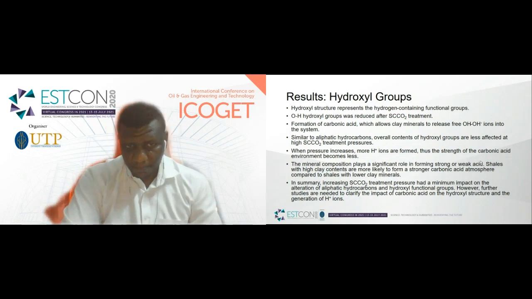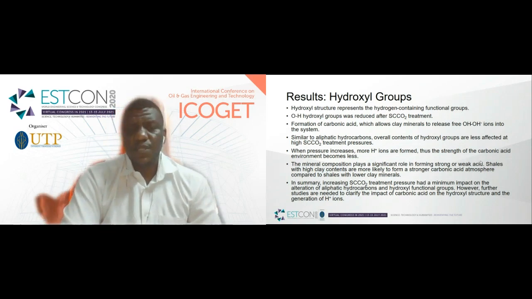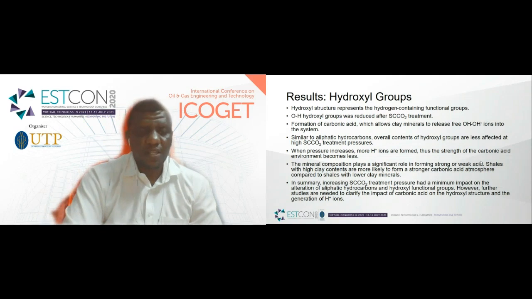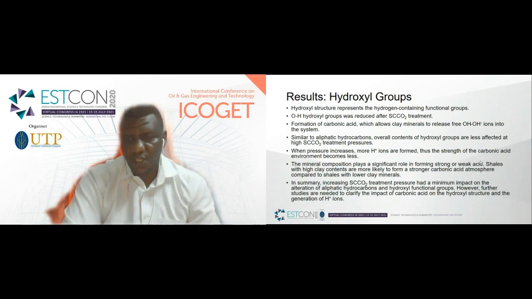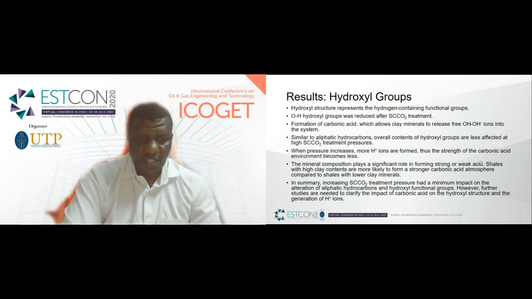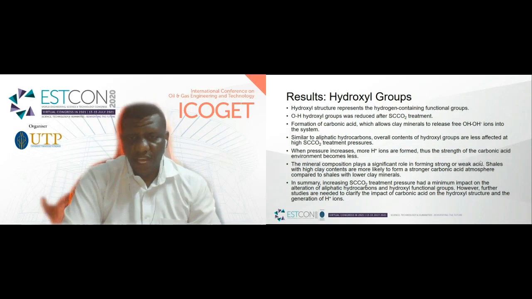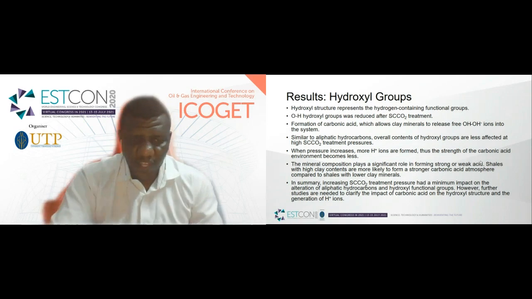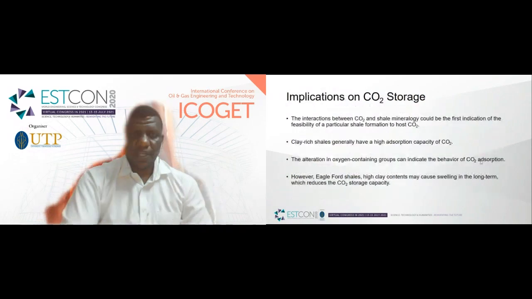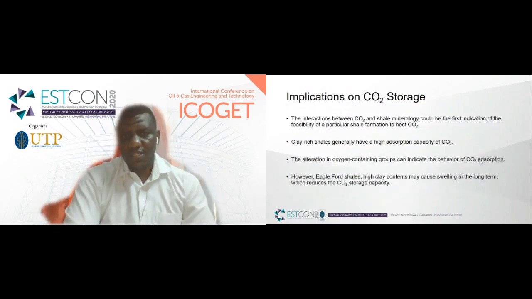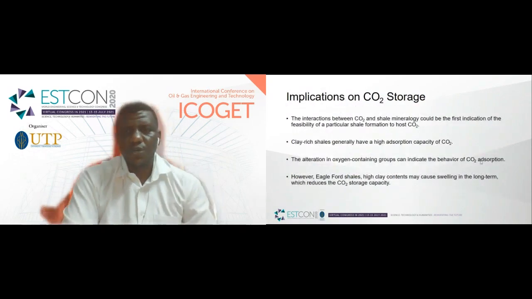In summary, increasing CO2 treatment pressures had a minimum impact on the alteration of the aliphatic and the hydroxyl functional groups. However, further studies are needed to clarify the impact of the carbonic acid and the generation of the hydrogen ions. So what are the implications of these changes in the shell properties on CO2 storage?